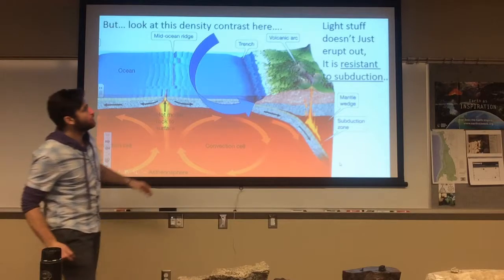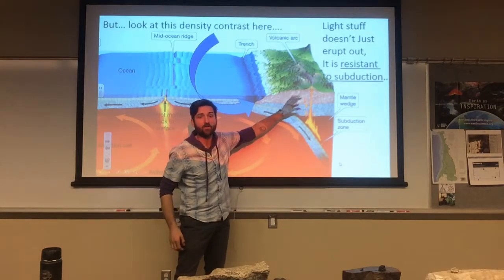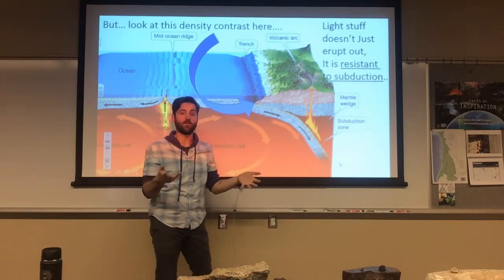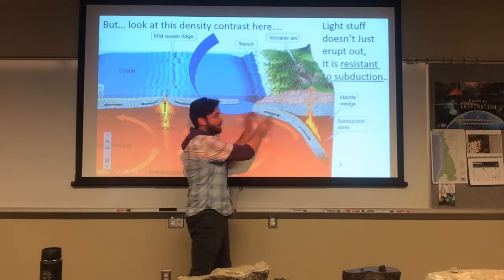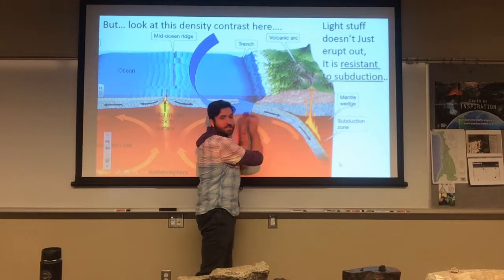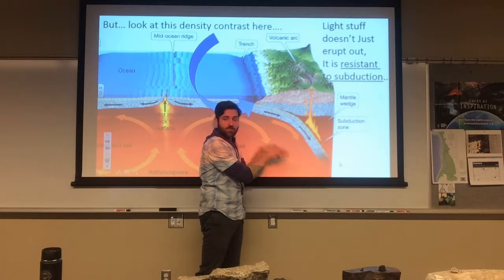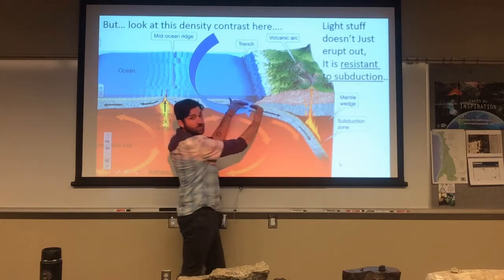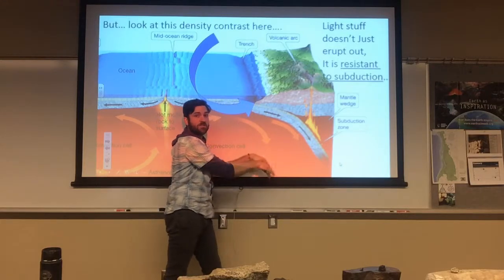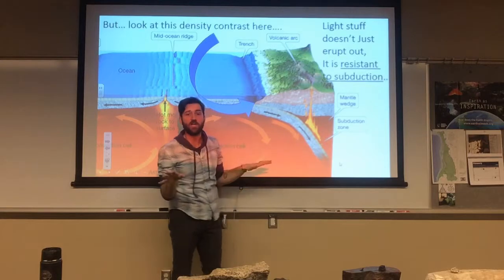The light stuff doesn't just erupt out of these volcanoes, that's its origin, but also look how resistant it is. It stays up here, it doesn't subduct down. That's what the dense basaltic crust does, the dense oceanic crust. Right, so when you have a collision zone, it's the dense stuff that goes down while the lighter stuff stays up all the time.